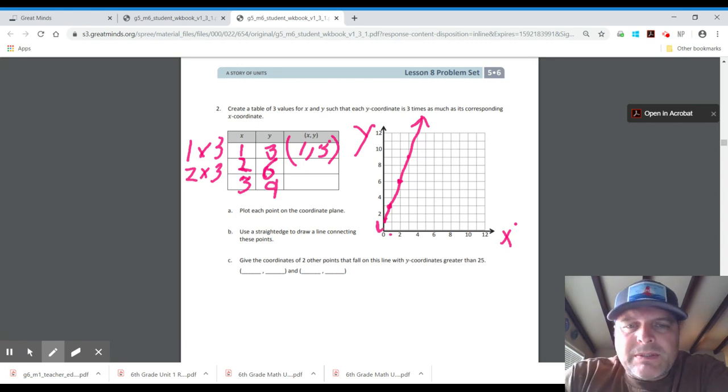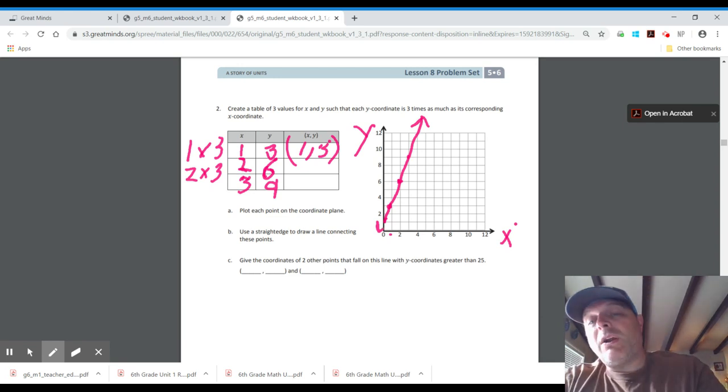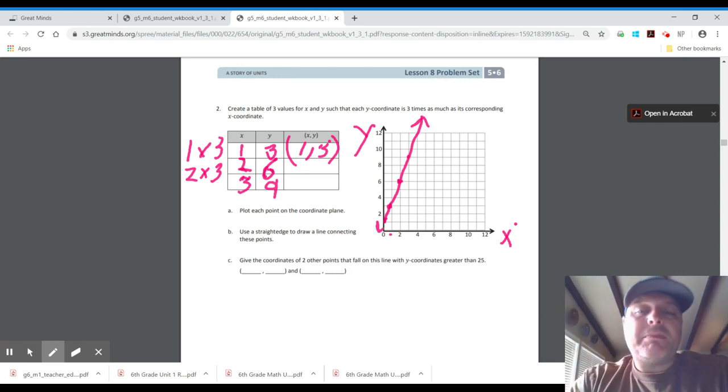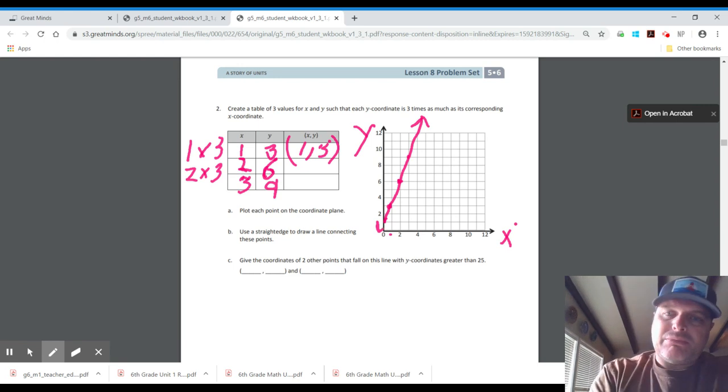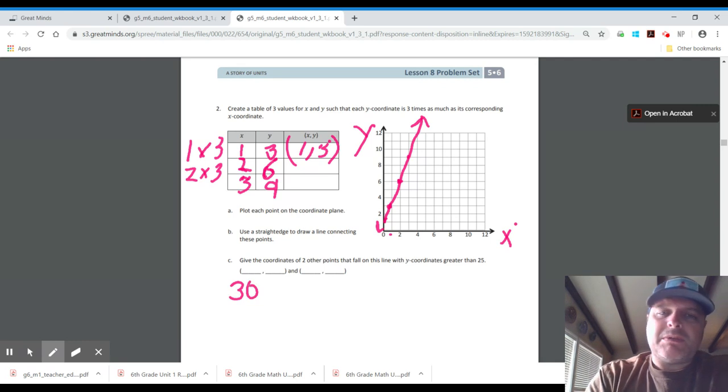So give the coordinates of 2 other points that fall on this line with coordinates greater than 25. Whoa, bigger than 25, okay? All right. So I'm going to pick some numbers here that are pretty big. Let's go ahead and pick 30. And I'm going to pick another number that's pretty big, 40. Now, you know why I'm picking these numbers? Because they have zeros in them.